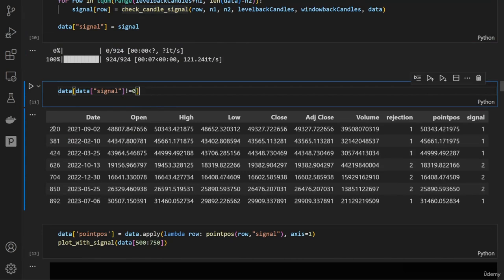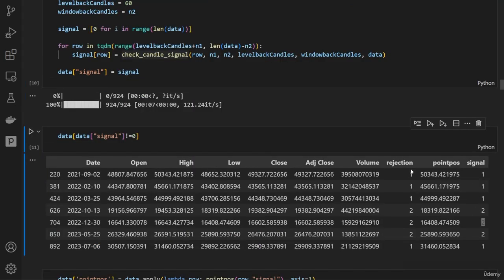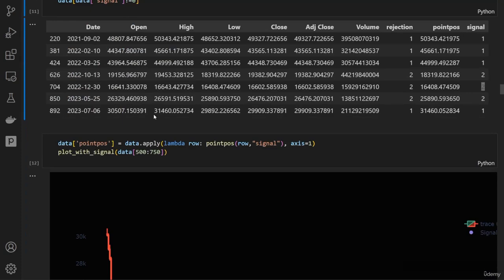So notice that we have candle 220, for example. We have a bearish signal. This one is also a bearish signal, and this one is a bullish signal, and so on. The easiest way to have a quick look at these signals and their validity is to plot these. We're going to use those two functions that we've already predefined in this Jupyter notebook.